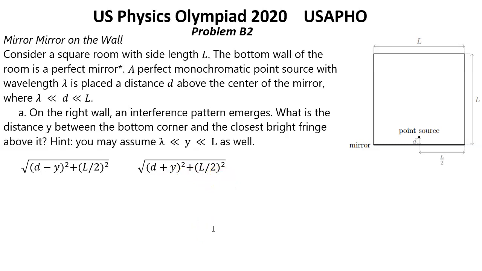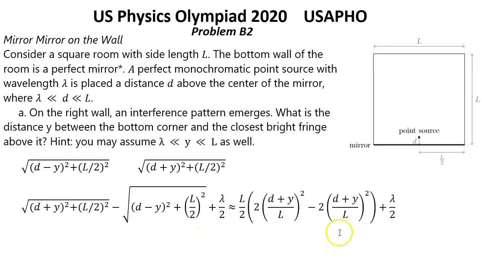Subtracting the two distances and adding in the phase shift gives us approximately this expression, which can be simplified to the left side of this expression. The path difference must be a multiple of lambda for interference to occur. Then this left side must be equal to n lambda, where n is an integer. Substituting n equal 1 gives us y equal lambda L over 8d, which is the answer for question A.